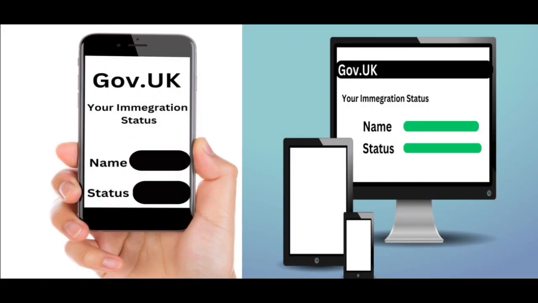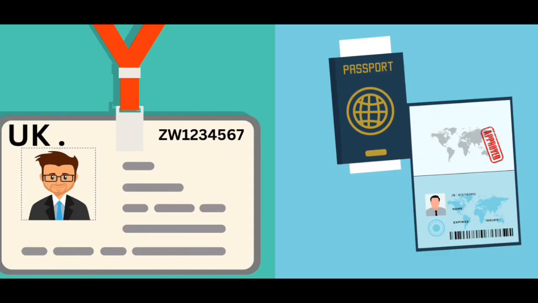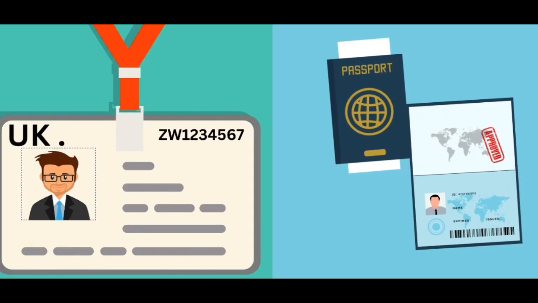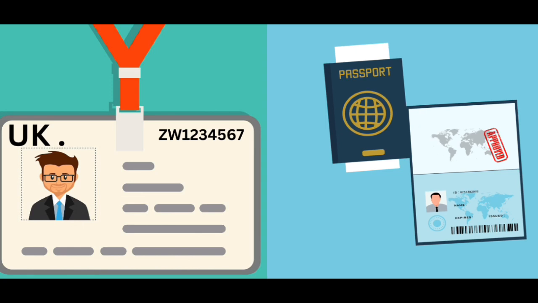An eVisa is an online record of 1. Your immigration status. 2. The conditions of the type of permission you have to enter or stay in the UK. If you have access to an eVisa, you can prove your immigration status online.